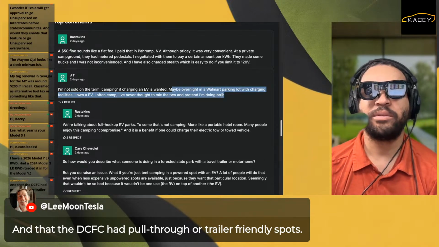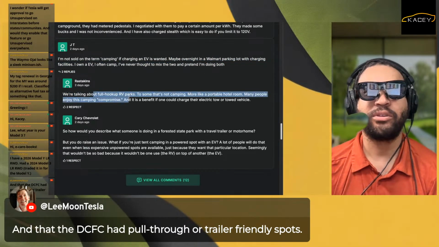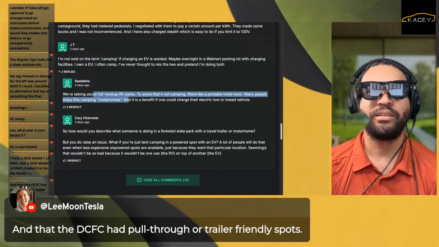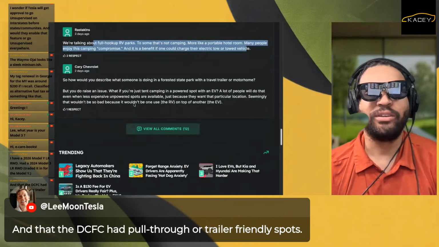See, not everybody camps in a tent, JT. Some people camp in a camper. We're talking about full hookup RV parks. To some, that's not camping. More like a portable hotel room. Many people enjoy this camping compromise, and it is a benefit if one could charge their electric tow vehicle while they're there. Agreed.